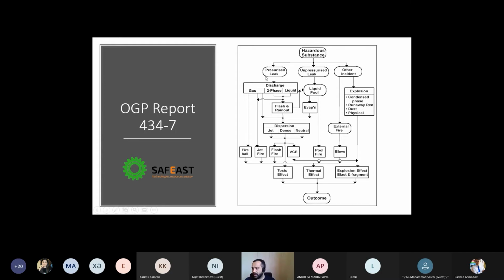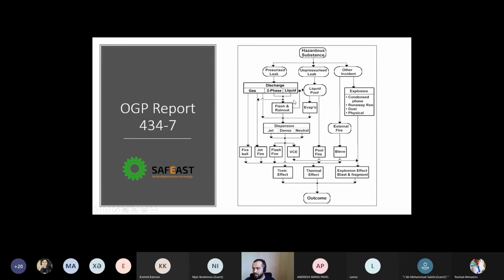From the pressurized discharge, as I said, you can have gas, two-phase, and liquid. From a gas release, depending on the situation, and we will discuss what this situation is, it could be a fireball, it could be a jet fire. From two-phase or liquid rainout, the liquid part will contribute to the liquid pool. And from two-phase and liquid, it can do flash and rainout.